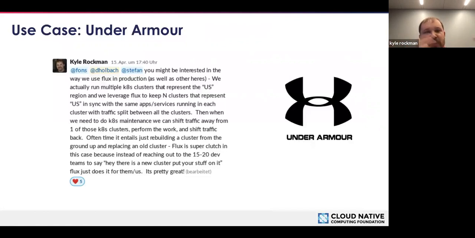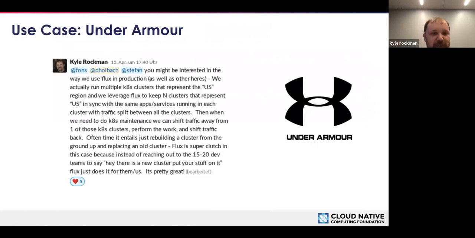And now we're starting to take this one step further where we want to have multiple Kubernetes clusters that represent a region. And Flux has been super clutch in this situation because, I'm an infrastructure engineer at Under Armour, and when we spin up new clusters, we'd have to tell other people, hey, there's this cluster here, you can put your stuff on it now. With Flux, we don't have to do that anymore. We can just do that work, and unbeknownst to the developer, now their stuff is running because Flux is making sure that it's applied to that cluster.